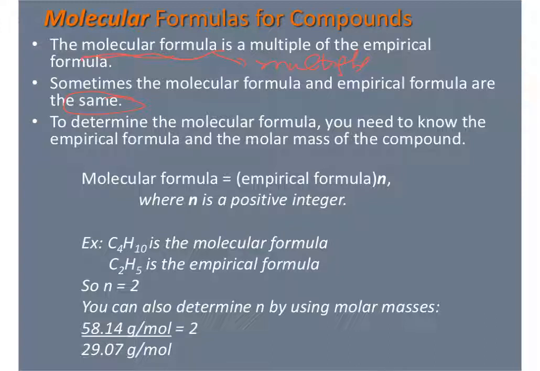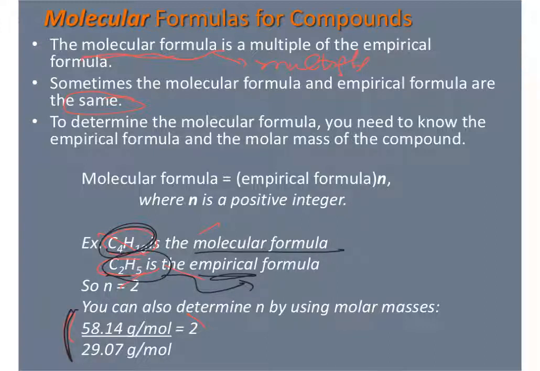I'm going to ask you to skip that for now. We're just going to look at this. So you can look at formulas and identify which one's empirical, right, and which one's the actual formula. So this bottom one would be the mathematically simplified formula, so it's empirical. The top one is a multiple of 2 of the bottom one, so it is the molecular formula.